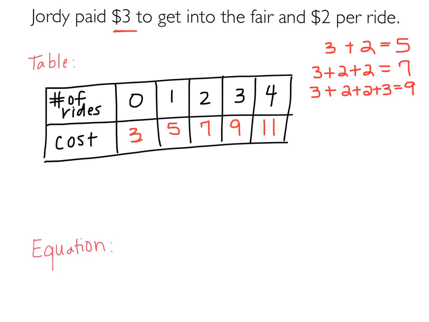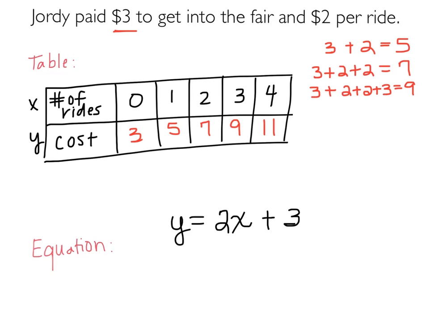Now let's see if we can write our equation. Let's call the number of rides he goes on X, and let's call the cost Y. To find his cost, I know he's paying $2 per ride. So that is 2 times however many rides he goes on, plus he always has to pay that $3. Here's what the equation looks like.